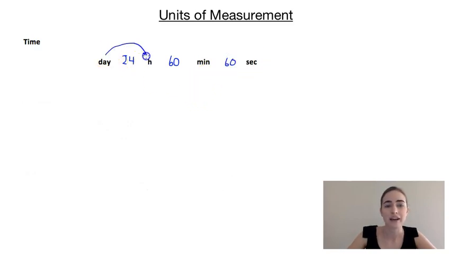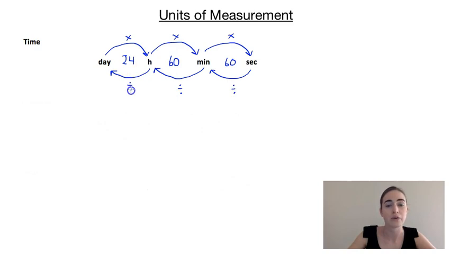So that same pattern holds though. If we're trying to convert from days into hours, we'll multiply by 24. If we're trying to convert from hours to minutes or from minutes to seconds, we're going to multiply by 60. If we want to convert from seconds to minutes or minutes to hours, then we're going to divide by 60. And if we're going from hours to days, we'll divide by 24.